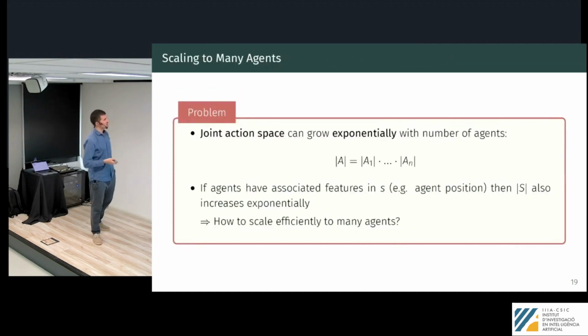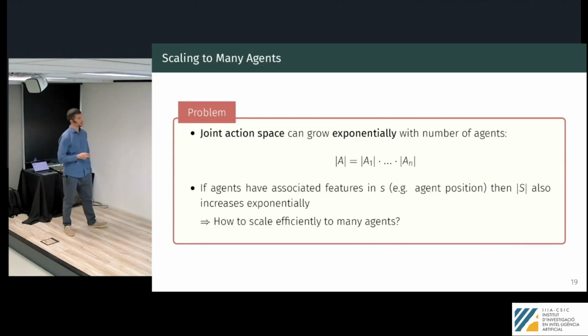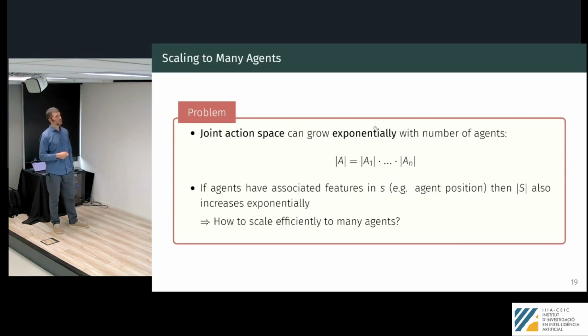And lastly, there's this problem of scaling to many agents. There's often this thing that you hear, which is that the joint action space grows exponentially in the number of agents. You know that the joint action space is composed of the Cartesian product of the individual action spaces, and that means that the size of the joint action space is the product of the sizes of the individual action spaces. And we saw the example in level-based foraging where we went from 6 to suddenly 216 when there are 3 agents.